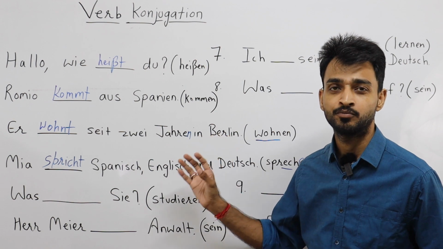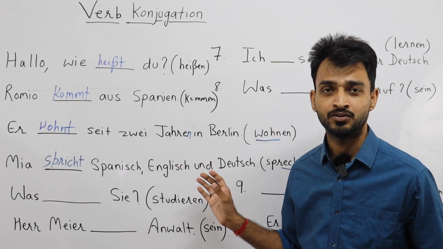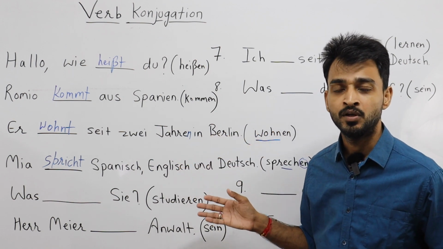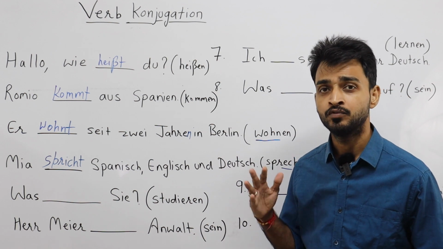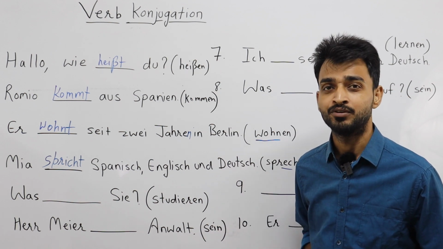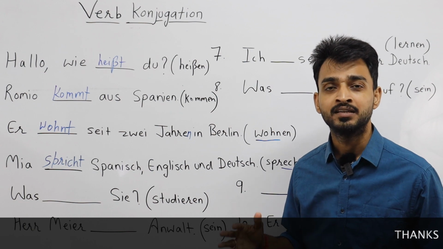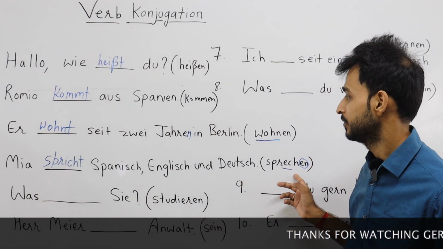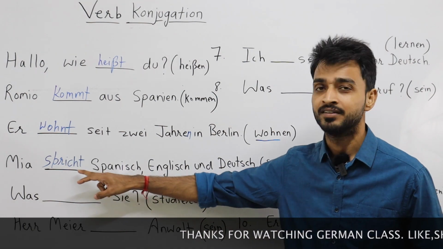So this is the correct verb conjugation. You have to learn this conjugation, whether it's a regular verb or an irregular verb. You have to be extra careful with the irregular verbs because the spelling is changed. Like here sprechen, e changes into i.